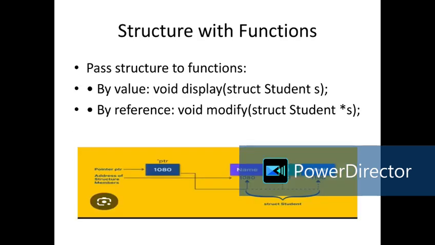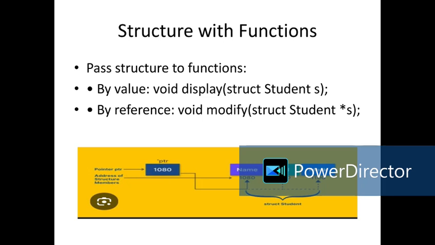Structures with functions. We can pass a structure to a function in two ways. By value: void display(struct student s). By reference, using a pointer: void modify(struct student *s). Passing by value makes a copy, which is safe but memory heavy.